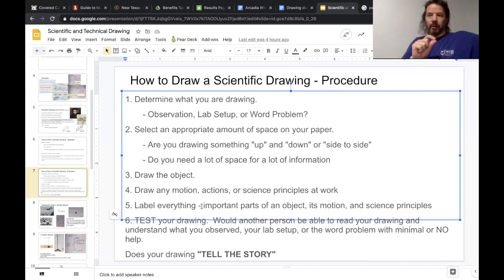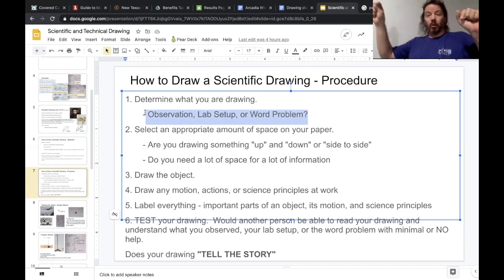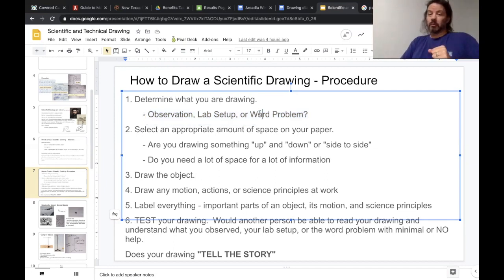Just a couple of minor points to emphasize. When you're determining what you're drawing, if it's an observation or a lab setup, it may need more room because you're going to need a lot more labeling. If it's a word problem, if it's complex, it might need more room. If it's something simple, you might need a little bit of space. So what are you drawing? What's the purpose of your drawing will affect the space and where you're positioning things on the paper. Select an appropriate amount of space on your paper.